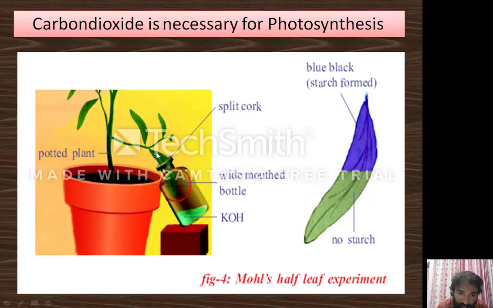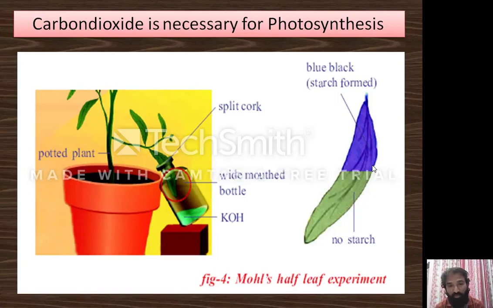Here, this part is exposed to the external environment. That means carbon dioxide is directly received from the environment. So this part of the leaf is involved in photosynthesis, and here there is no carbon dioxide. Due to the lack of carbon dioxide, no photosynthesis takes place in this part of the leaf. So when we go through the starch experiment, only the part which is kept outside of the bottle shows blue color, because it avails carbon dioxide.